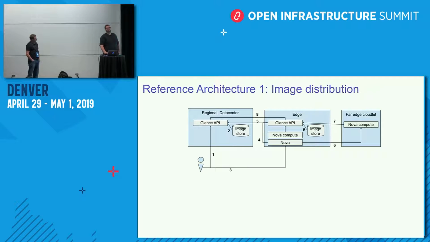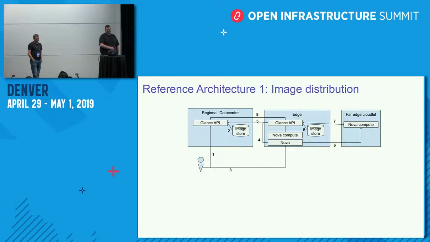Image distribution in this model. What we're looking at is how we address the issue of distributing images. If you have a large central data store, and I've got thousands of edge sites, and a tenant uploads an image, how do I make sure that it's only in the places that it needs to be? So in this case, the user will upload the image to Glance.